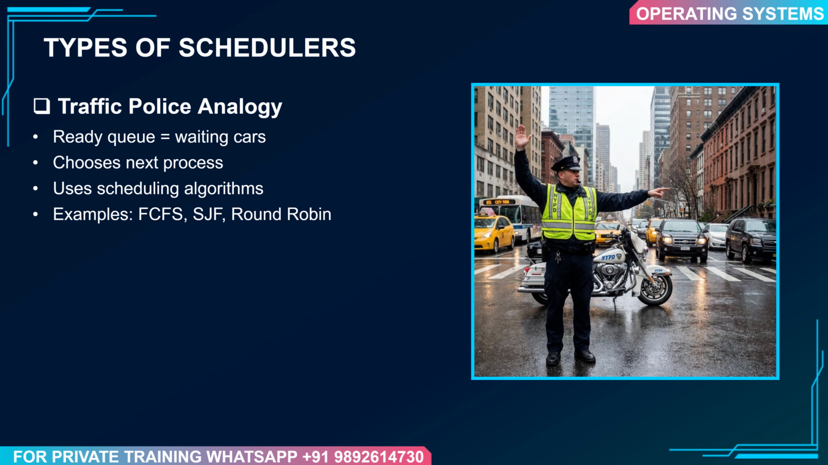You can think of the short-term scheduler as a traffic police officer at a busy intersection. Cars are already on the road and ready to move. The officer decides which car goes next and for how long. In operating systems, the ready queue holds processes that are ready to run but waiting for the CPU. The short-term scheduler picks one process from this queue based on a scheduling algorithm, such as first come first serve, shortest job first, or round robin, which we will study in detail later.